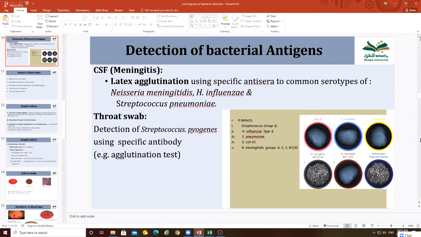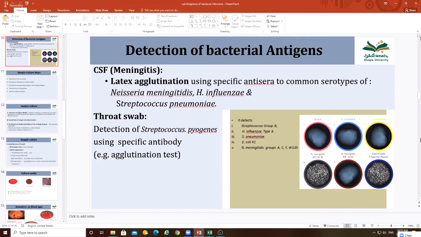Any other method to detect the bacteria? Polymerase chain reaction, doctor. Saad, very good. So if the bacteria is there, the DNA of the bacteria will also be there. So you can do the polymerase chain reaction to detect the DNA. Even if the number of bacteria is very, very less, you can pick it up. Even if the bacteria is dead, not living, in that case also the PCR will be positive.